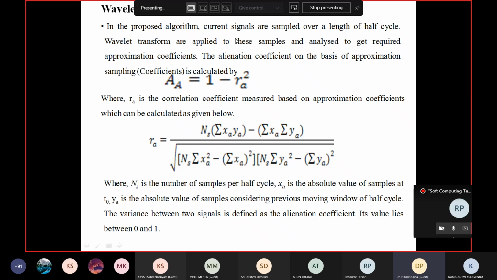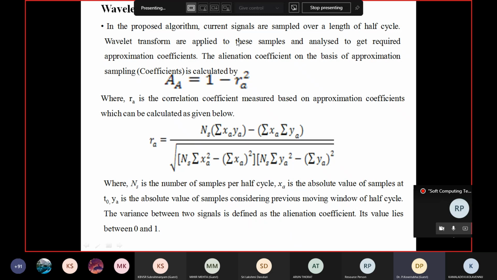0. Why? Because the successive windows contain a similar set of approximation coefficients. Why? Because of normal conditions. That's why when we compare the current window to the previous window, no significant change is there. That's why the alienation coefficient continues to be 0. There is no change in those values.